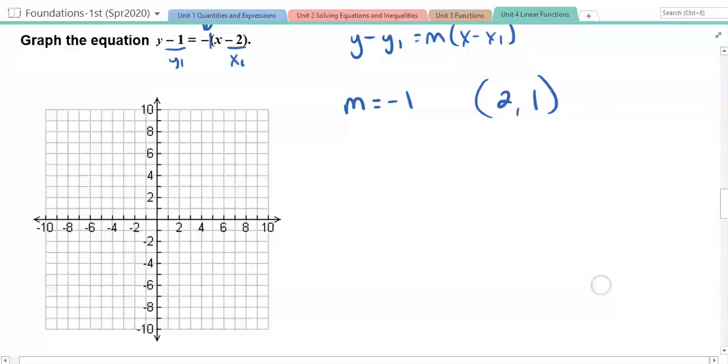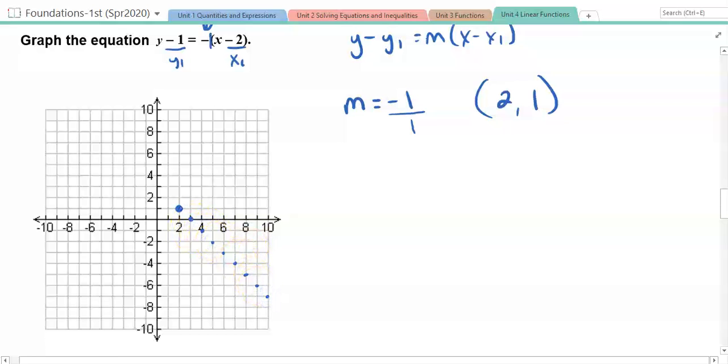And so where am I going to plot this point? Well, I'm going to go to the ordered pair (2, 1), which is right here. And my slope is negative 1, so remember I'm going to put that over 1 if it's not already a fraction. And so I'm going to go down 1, right 1. Again, the negative is only associated with the numerator, so my rise is negative, but my run is still positive here. And so I can go, again, down and right, and continue this line on down forever.